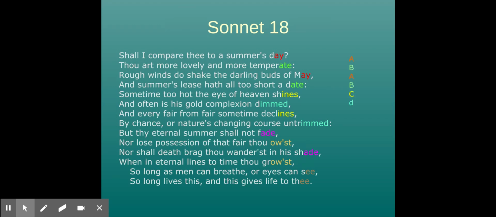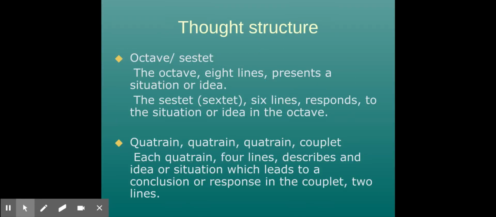So we can see the rhyme scheme here. It follows the English rhyme scheme. The thought structure, the first 8 lines, the octave, presents the situation or idea. And then the sestet or sextet, the 6 lines, responds to the situation or idea that's set up by the first 8 lines.